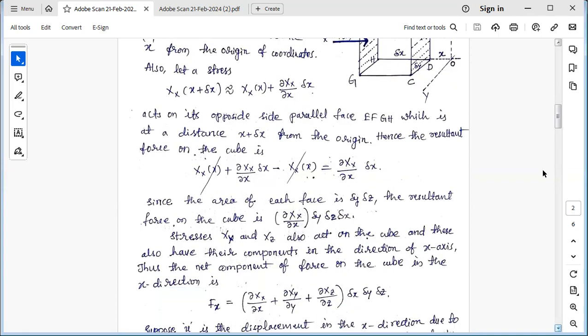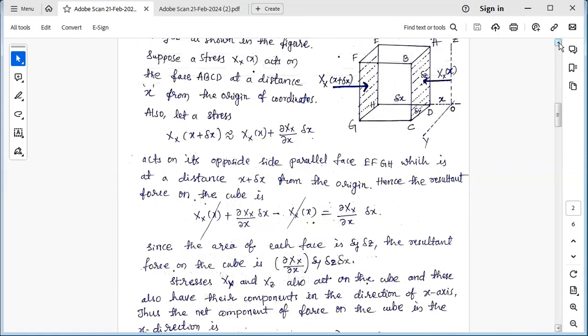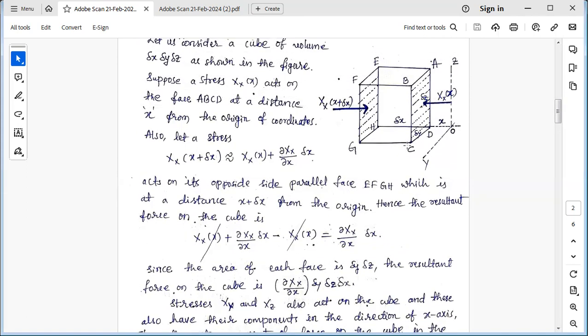Next, this is the resultant stress or force, both are the same. And delta y delta z is the area, because you can see in the diagram, delta y is this one, delta z is this one. On this area, some force is falling. That force divided by this area gives this stress. Hx of x is the stress.